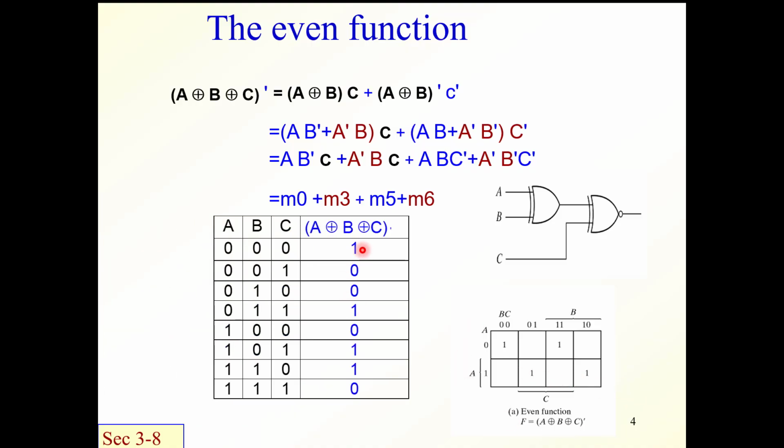And this is the truth table. Notice, this is equal to 1 to say that the number of ones at the input are even. This is equal to 1 to say the number of ones here are even. The number of ones here are even. The number of ones here are even. So this is called the even function.